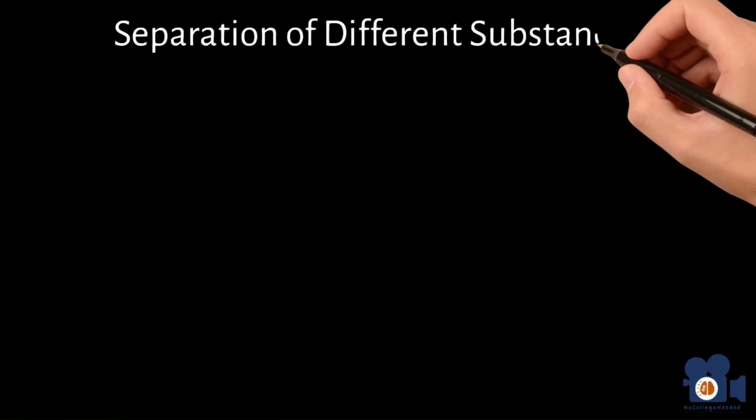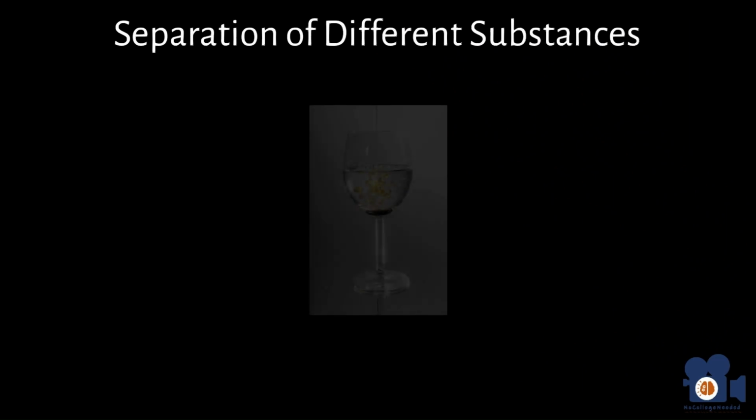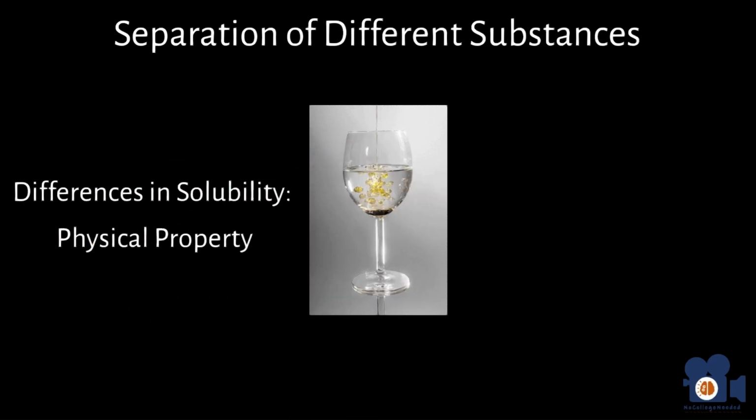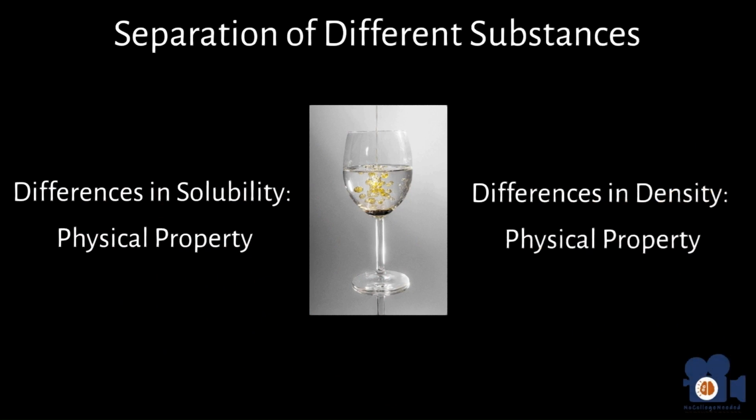The variations in properties allow science to separate different substances. An everyday example of this is if you've ever added oil to water. Even though both are liquids, they do not mix together because of their differences in solubility. Furthermore, the differences in densities make the oil float on top of the water, allowing for easy separation.